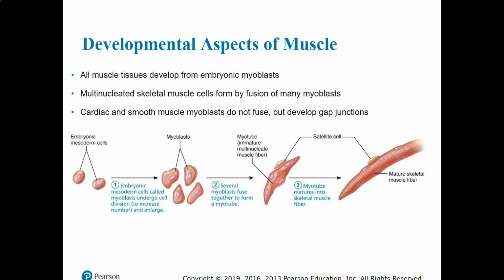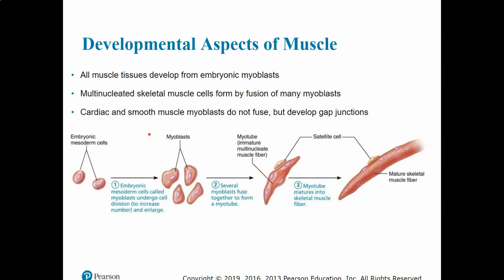Our skeletal muscle cells are going to form from the fusion of many myoblasts together, which is why they are multinucleated. Cardiac and smooth muscles, myoblasts don't actually fuse together, but they do develop gap junctions, which connects them and allows the flow of electrical signals in between cells.